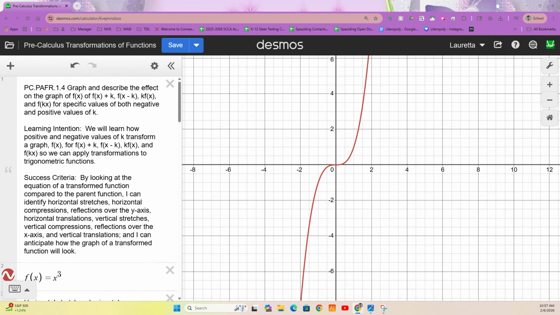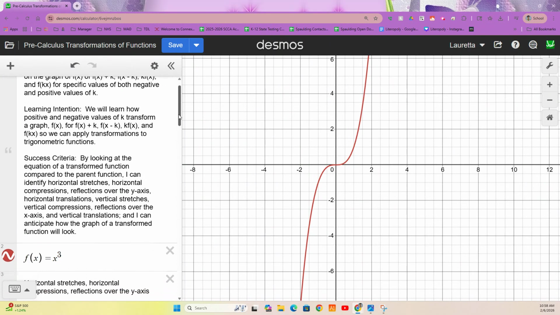Success criteria are by looking at the equation of a transformed function compared to the parent function, I can identify horizontal stretches, horizontal compressions, reflections over the y-axis, horizontal translations, vertical stretches, vertical compressions, reflections over the x-axis, and vertical translations, and I can anticipate how the graph of a transformed function will look.